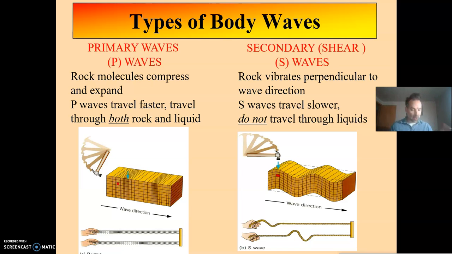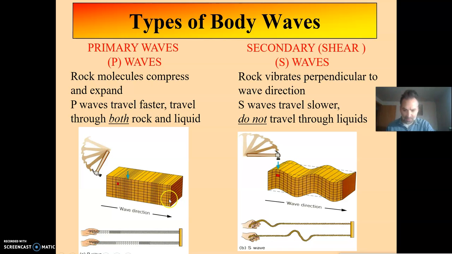There are the primary waves, and these are the fastest ones, and they travel through both liquid and rock. Then there are the secondary waves, or the shear waves. These are slower than the P waves, and they do not travel through liquids. This block diagram shows a slinky: if you were to push it like that, the wave is going to compress the rock, and then expand it, and then compress the rock, and then expand it again.